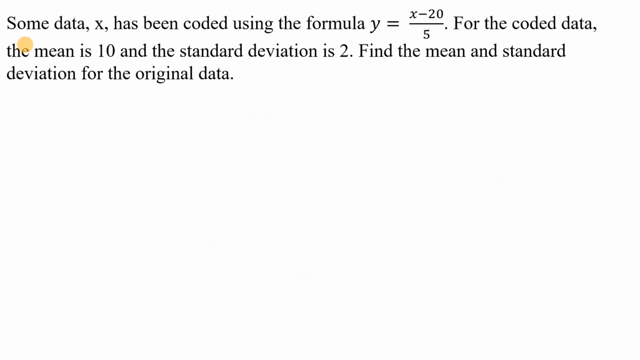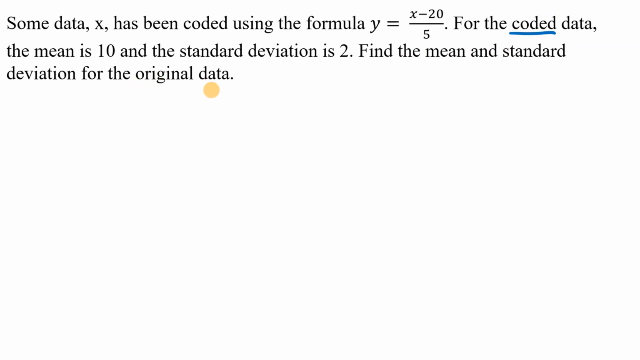Okay, so here's an example question where we're told that some data x has been coded using the formula y is equal to x minus 20 over 5. And for the coded data, the mean is 10 and the standard deviation is 2. And we need to find the mean and standard deviation for the original data. So this is where we need to go the other way around. We're given the mean and the standard deviation for the coded data, and we need to find the mean and standard deviation for the original data.